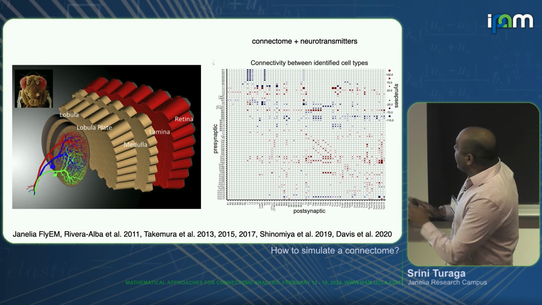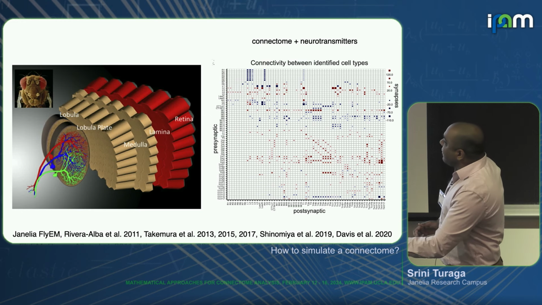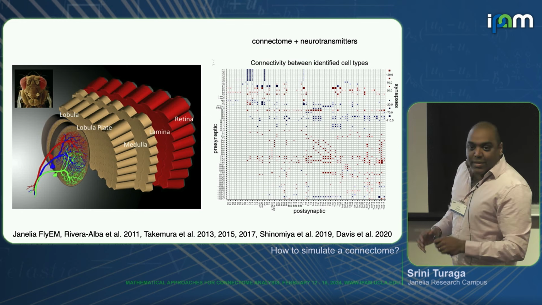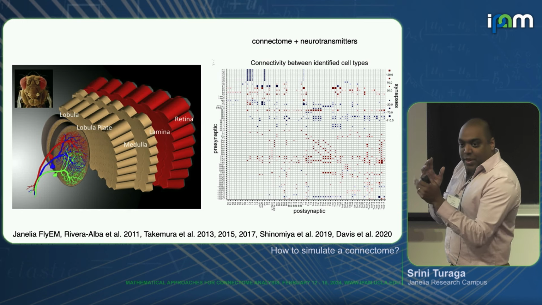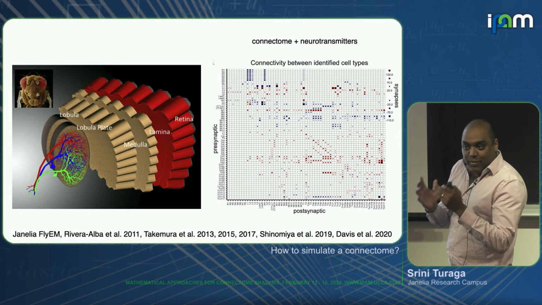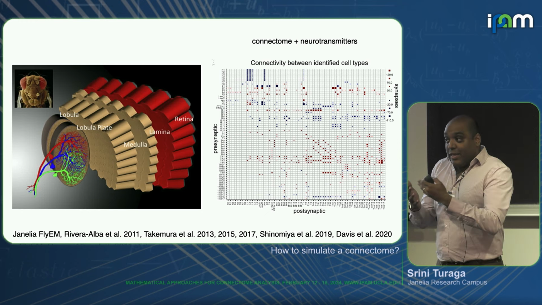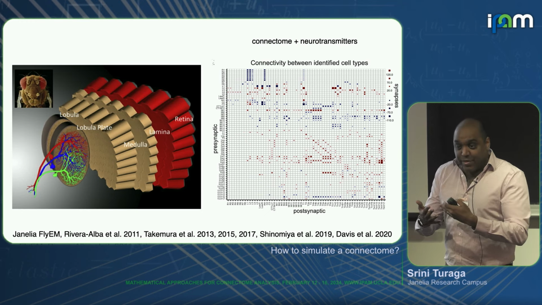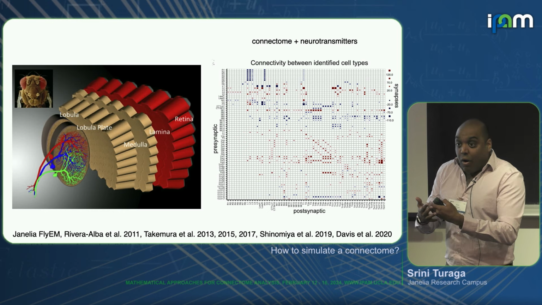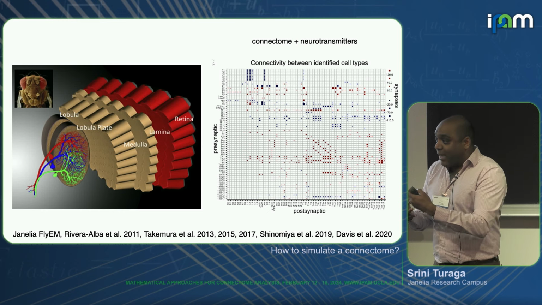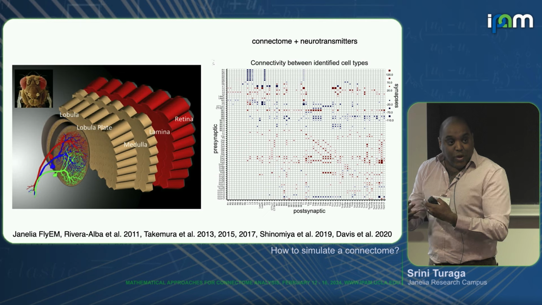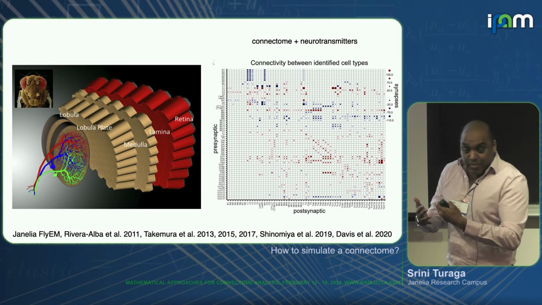So a little bit about the visual system. The fruit fly has two compound eyes. The compound eyes have photoreceptors that are organized in a perfectly crystalline hexagonal lattice. The very cool thing is that the neural network that processes this visual input also has the same hexagonal crystalline sort of architecture in the processing.